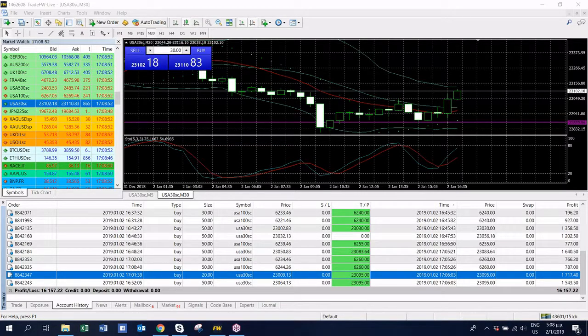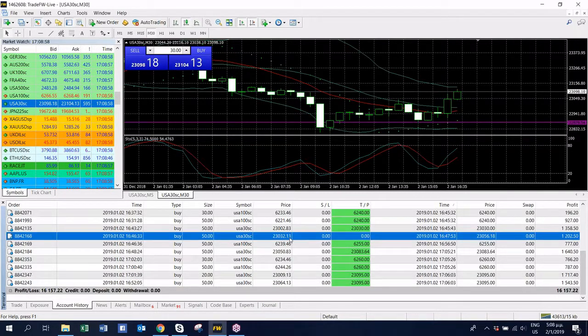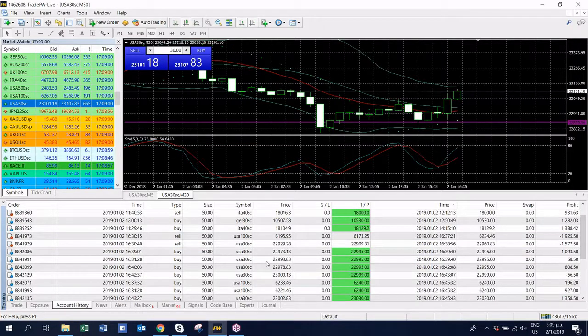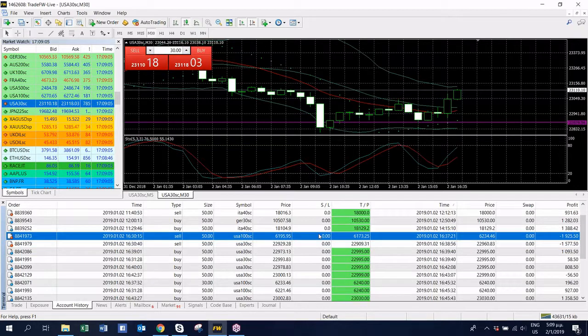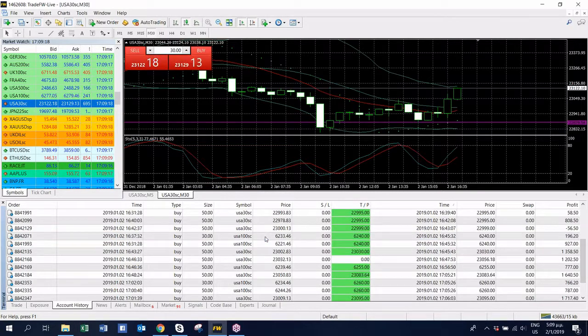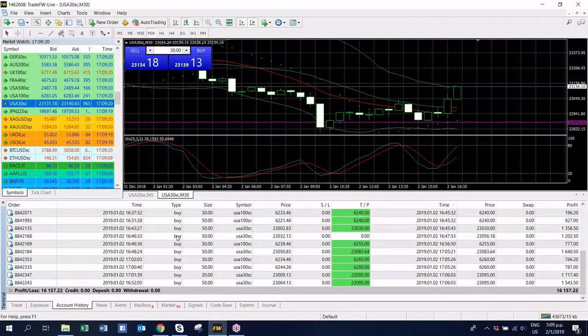Okay. Rachel said she has still a sell position on USA 100. Rachel, the first sell position of USA 100 today, we just closed it shortly after the market opened. It's this one over here. We closed it and we went totally full long.